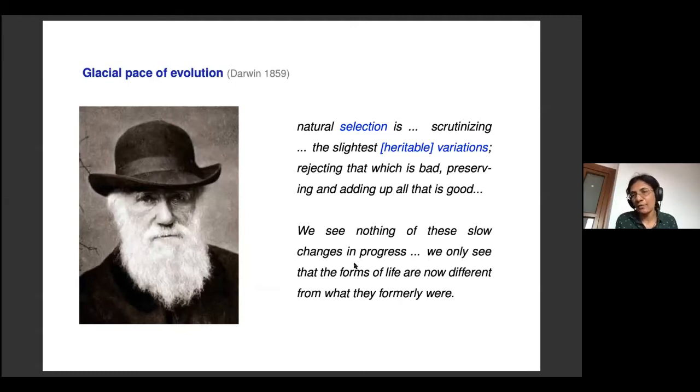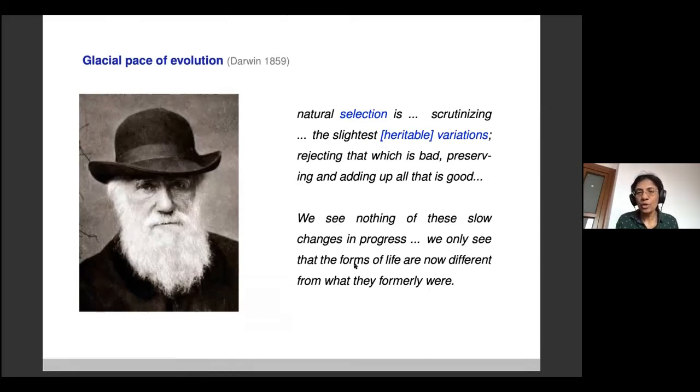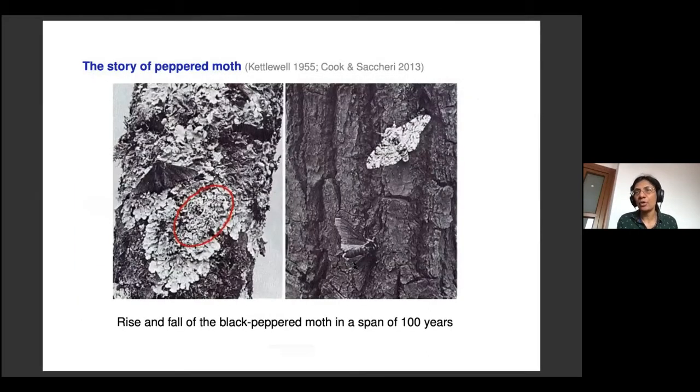There are these keywords that I have highlighted: selection, heritable, and variation. If you understand this much, that's basically the basic idea about evolution. However, according to Darwin, we see nothing of these slow changes in progress. We only see that the forms of life are now different from what they formerly were. Darwin's feeling was that we cannot really see evolution in action. However, now we know numerous examples where we can see evolution happening right in front of our eyes.